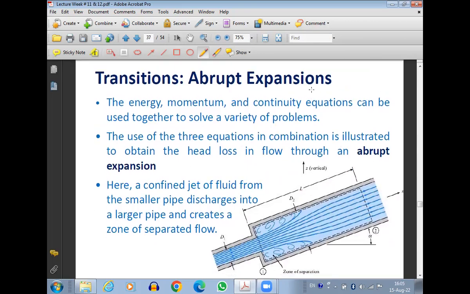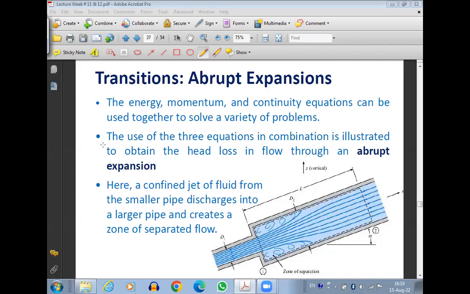Transitions or abrupt expansions. Let's have a break of 10 minutes, and then we will start this topic. Okay, so let's start with the next topic, which is about abrupt expansion.